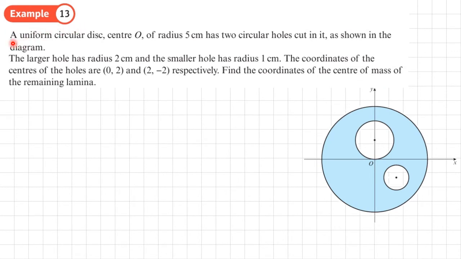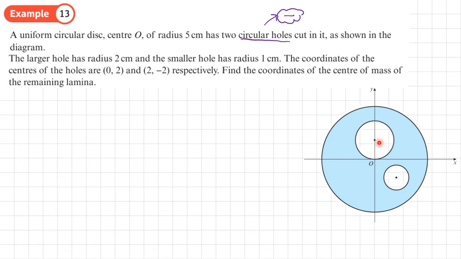Example 13. A uniform circular disc, center O, of radius 5 centimeters, has 2 circular holes cut in it. As soon as I see holes, I'm thinking about doing a minus in my calculation for mass and mass times center of mass, as shown in the diagram. In the diagram here, they've put the center of the circle on the origin, so that's helpful.